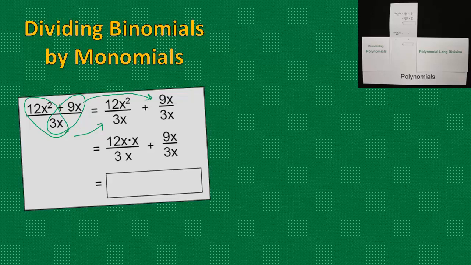X squared is the same as x times x, and we can cancel one of the x's in both the top and the bottom. And so that leaves us with 12 divided by 3, which is 4, and the x that is going along with the top. And then we can cancel x's again here in 9x divided by 3x, and 9 divided by 3 is 3. So our final answer is 4x plus 3.